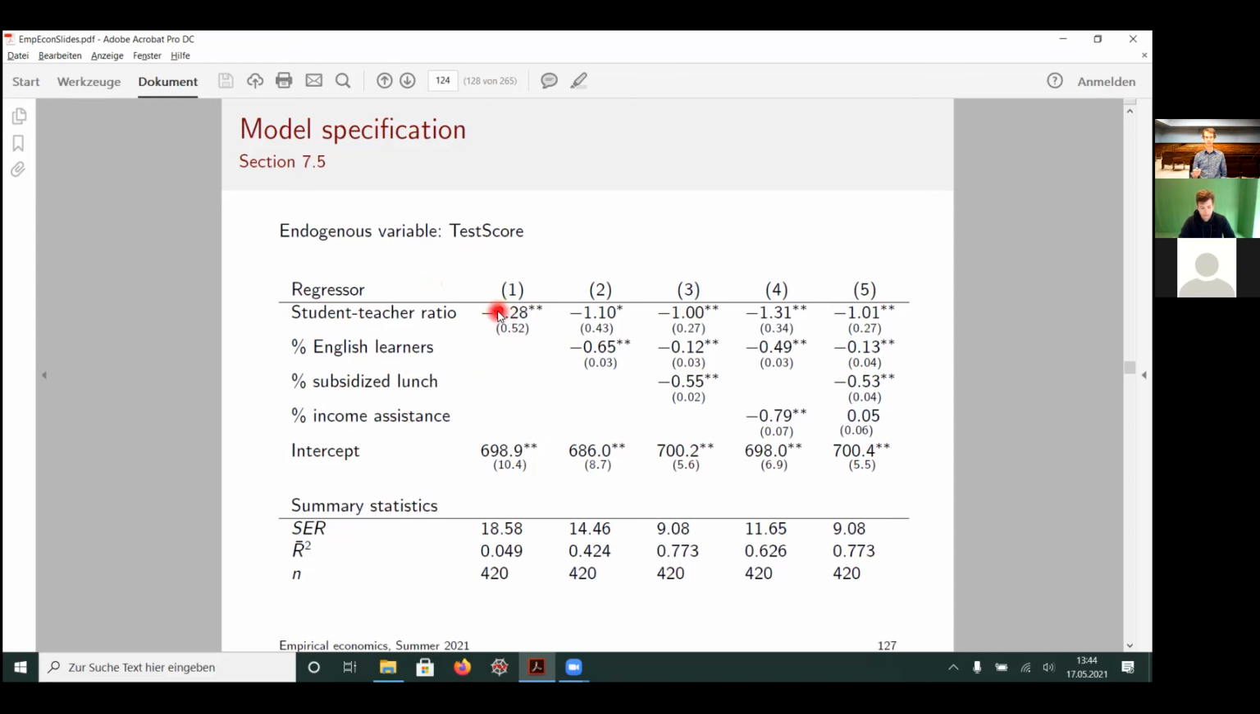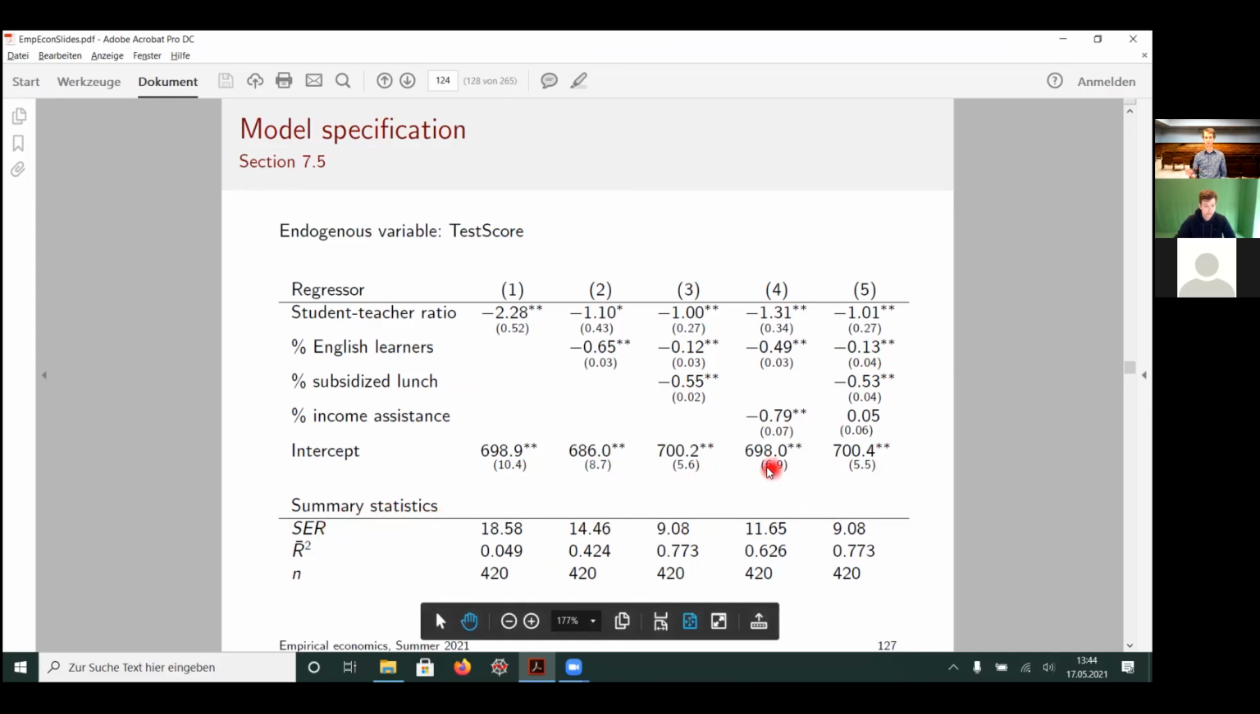And we have blank fields for those variables that are left out for that particular model. So the first model only has a single regressor and an intercept. The second model has the class size and the percentage of English learners and the intercept. And then we have 3 more models. In this one here, we add the subsidized lunch. Here, we add the income assistance variable, and here both. And then we compare the outcomes.